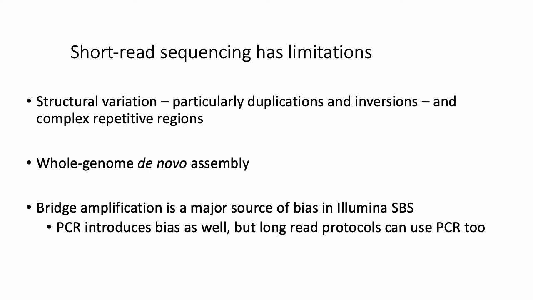Another thing that I want to briefly mention is the issue of sequencing bias. When we talked about Illumina SBS technology in the previous video segment, I mentioned that both bridge amplification and PCR amplification introduce bias into the sequences that you generate. PCR can actually be used in long read protocols as well, but bridge amplification is a step that's specific to Illumina technology. So by switching to long read sequencing, you can at least eliminate bridge amplification as a source of bias.